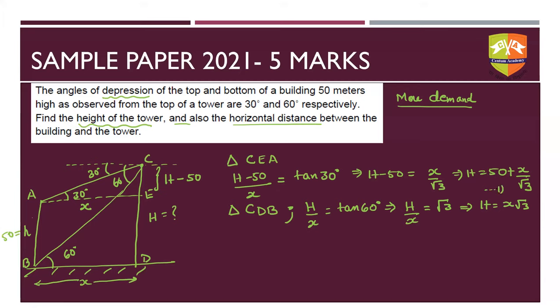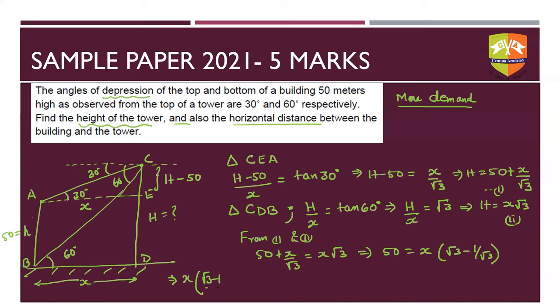Now, I can equate 1 and 2 to get X first. Anyways, X was also needed, or you can do the substitution and solve for H first, whichever way. Since it is a 5 marker, you need to have more elaborate steps as well. So 50 plus X upon root 3 is equal to X root 3. This implies 50 equals X common root 3 minus 1 upon root 3. So you get X first here. So X times root 3 minus 1 upon root 3 is equal to 50.